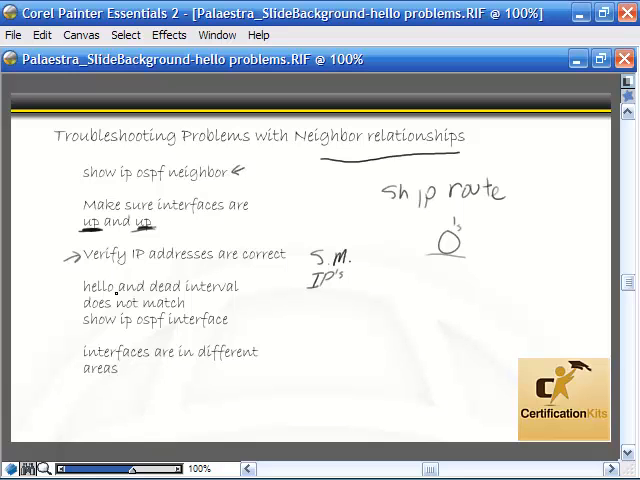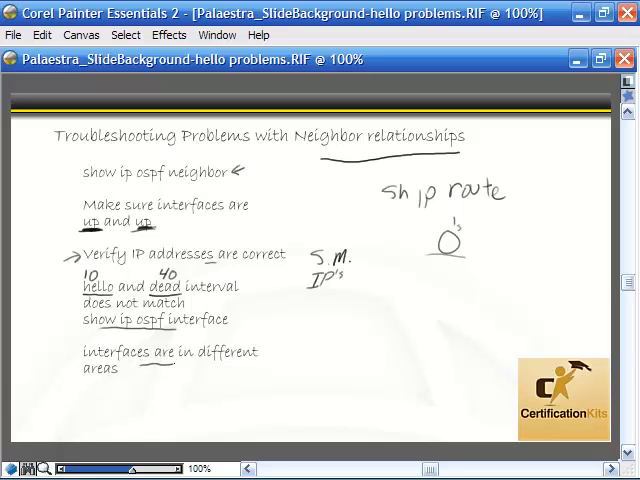On top of that, I need to go in and verify the hello and the dead interval. By default, the hello interval is 10 seconds, and the dead interval is 4 times the hello interval, so that's a 40-second default. I can use the command show IP OSPF interface. That will allow me to view the IP addresses as well as the hello and the dead interval. Again, this is very important because if these guys don't agree on all of this information and it doesn't match, then they're not going to establish that neighbor relationship. They're not going to share their topology information with each other, and the routing tables will not get populated.